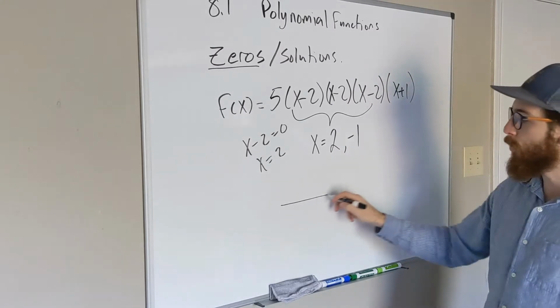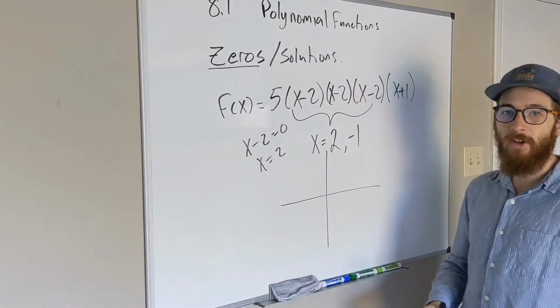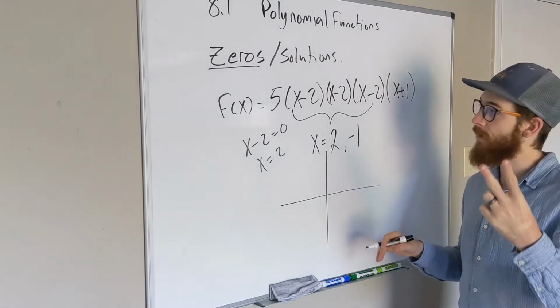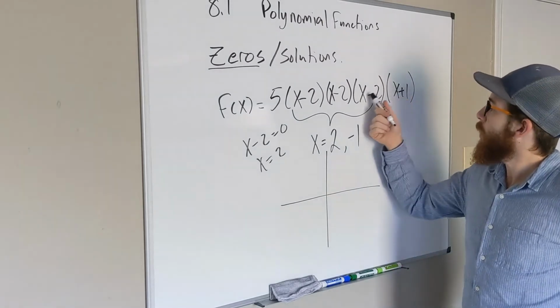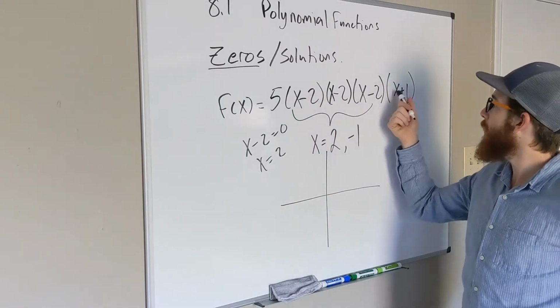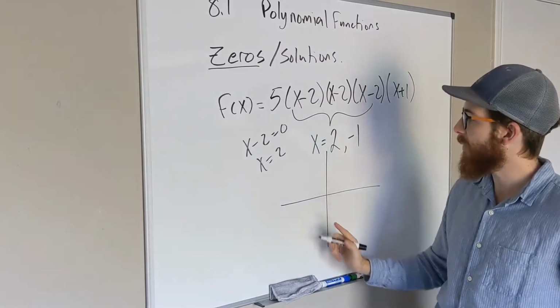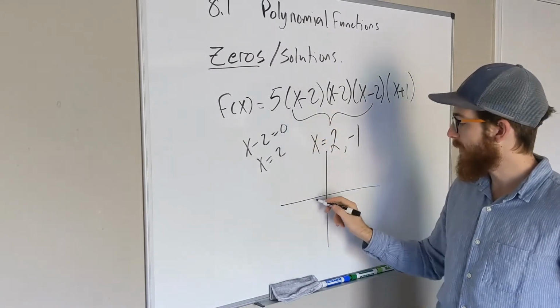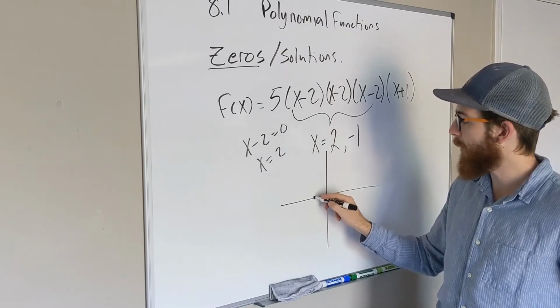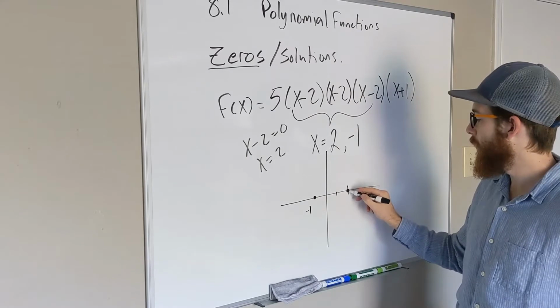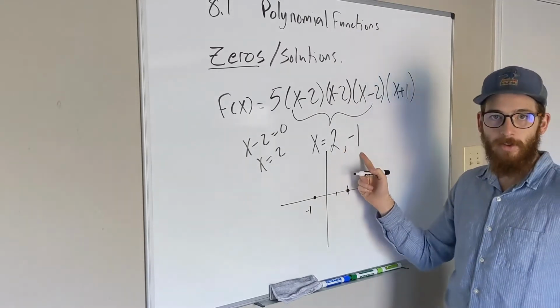Okay, now this is the cool part. I can actually graph the function with just knowing these two things. What is the total power? 1, 2, 3, 4, right? So the power is 4, which means both ends are going to be pointing up. Okay, so what I'm going to do first is put a mark at negative 1 and a mark at 2. Negative 1 and 2, my zeros.